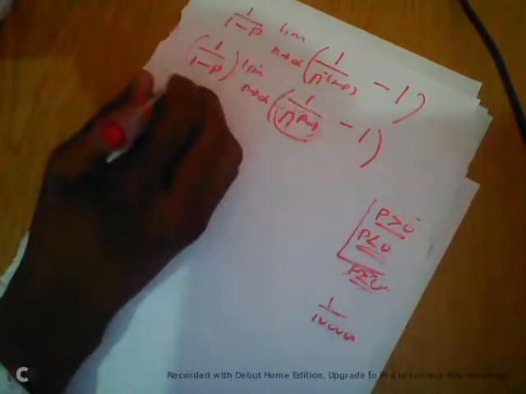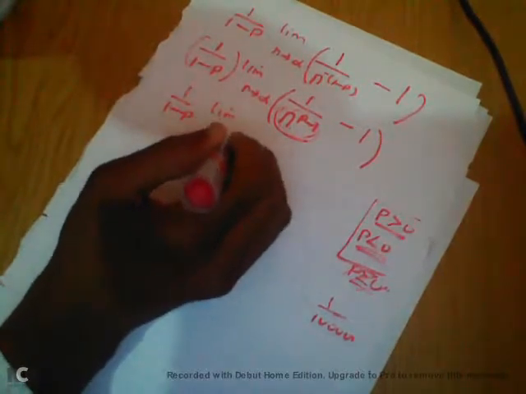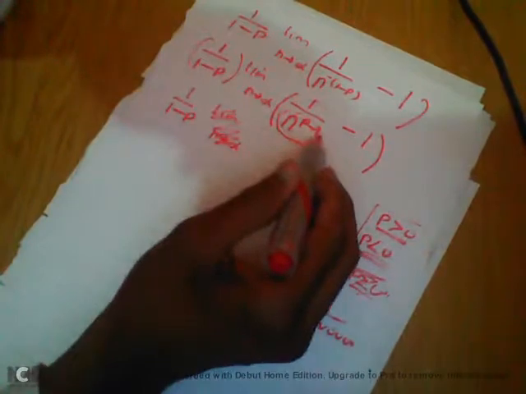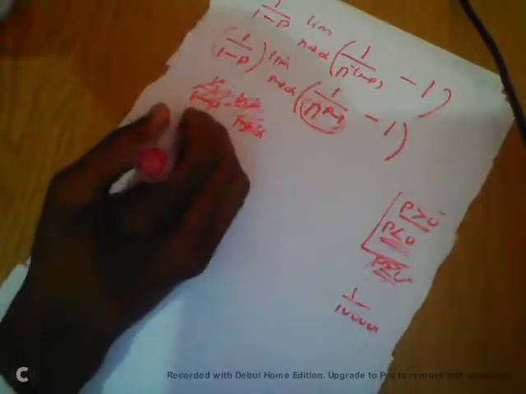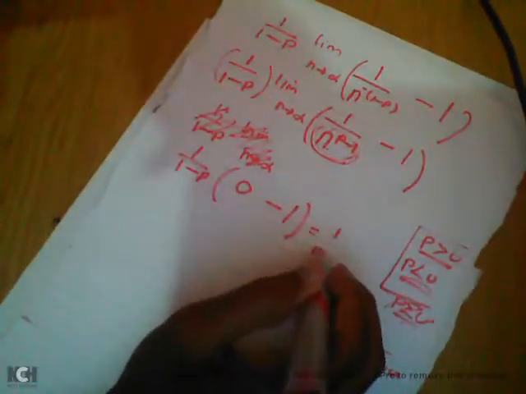So 1 minus p, limit n approaches infinity. Apologies, because we substitute in, we don't have to say n approaches infinity. So we just put it straight away. So 1 minus p, and then this stuff here is going to be 0, minus 1. You know it's 0. If you don't understand, please let me know. So this one is going to be 1 minus p, times negative 1.